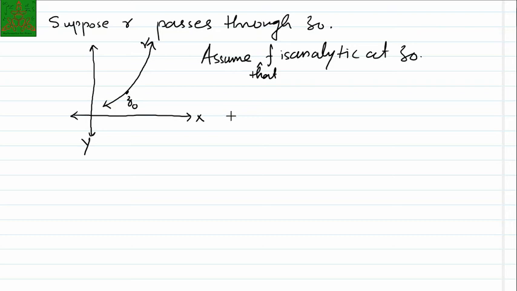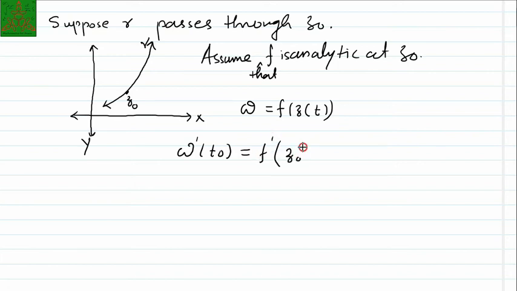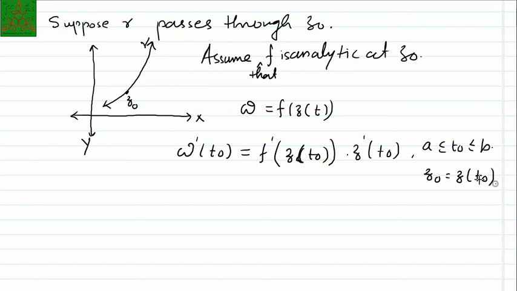Then by chain rule, we can write w as f of z, which is a function of t, so it is f of z of t. So at the point t0, what is w dash of t0? By chain rule, it is equal to f dash of z of t0 into z dash of t0, where t0 is between a and b. And z0 is exactly z of t0.